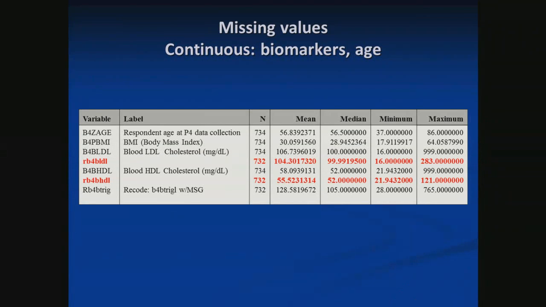And the maximum goes from 999 to 283 here and to 121, which looks reasonable. So again, now these are non-missing values, and I still want to look for outliers. Outliers might still be relevant, but at least I know that I've coded out the missing.